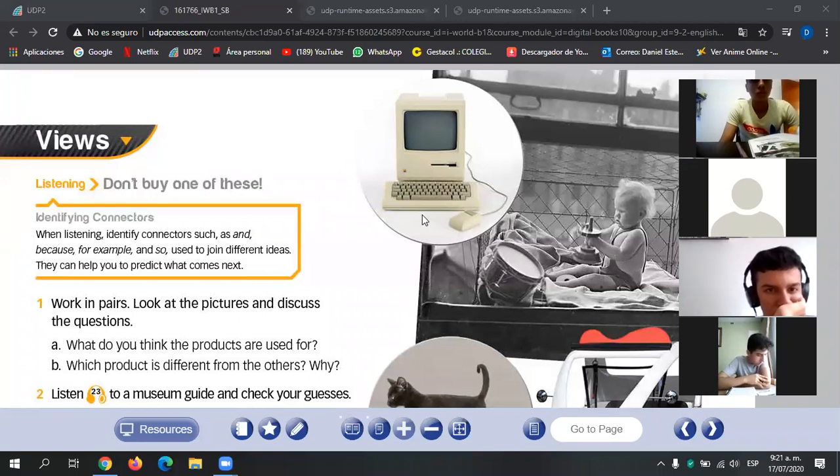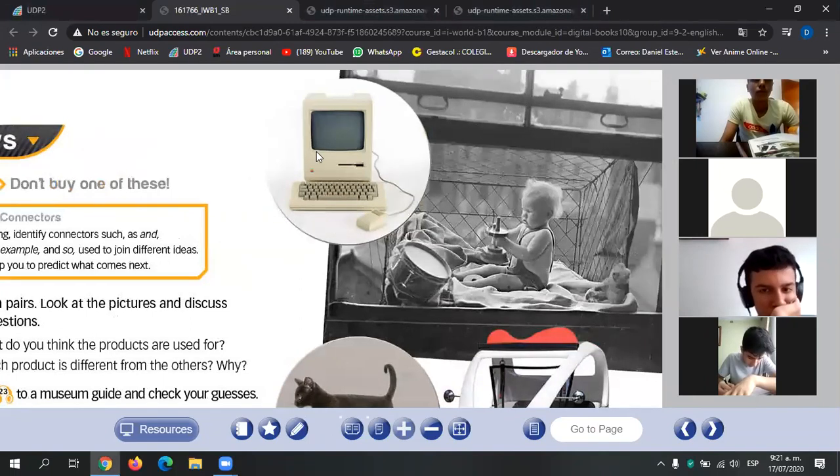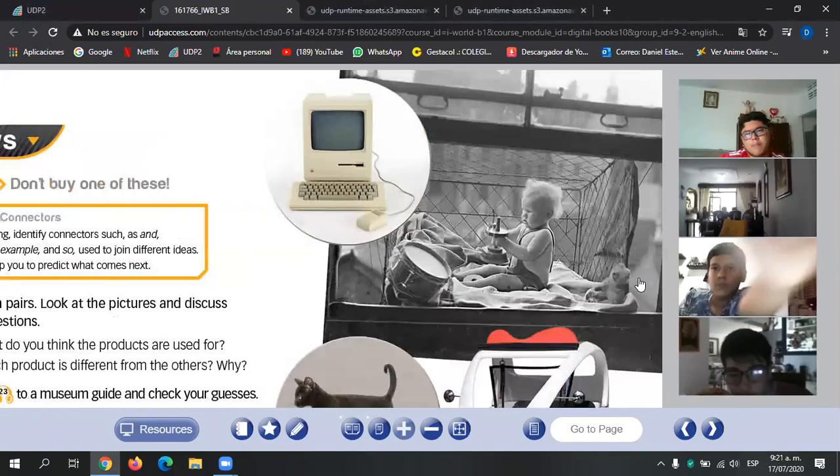Have to look at this object and try to describe or try to say why they were for. Yep. Or why were they used for? ¿Para qué fueron usados alguna vez estos objetos? Yeah. So, do you think, what do you think of this? I was saying about. For information? Yep. Yeah. For information. Maybe.